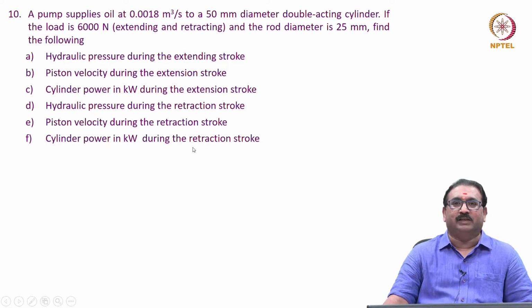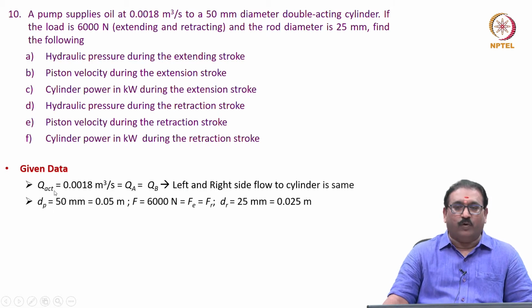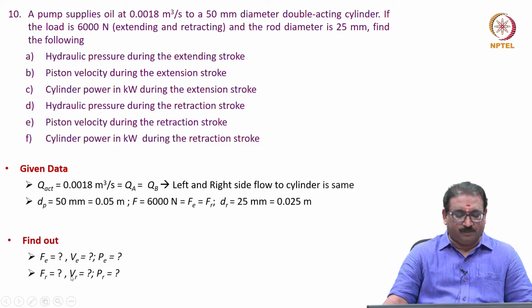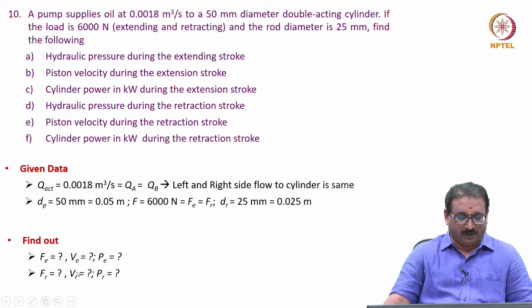Let us begin by listing the given data. The Q actual is given, which is the same on both sides, left and right side. Piston diameter dP is 50 mm, convert into meter. Then force is given, 6000 Newton, both extension and retraction. Then rod diameter is given, convert into meter, keep all the same units. Then we want to find out the Fe, Ve and the power in kilowatt. Similarly for the retraction, same parameters.